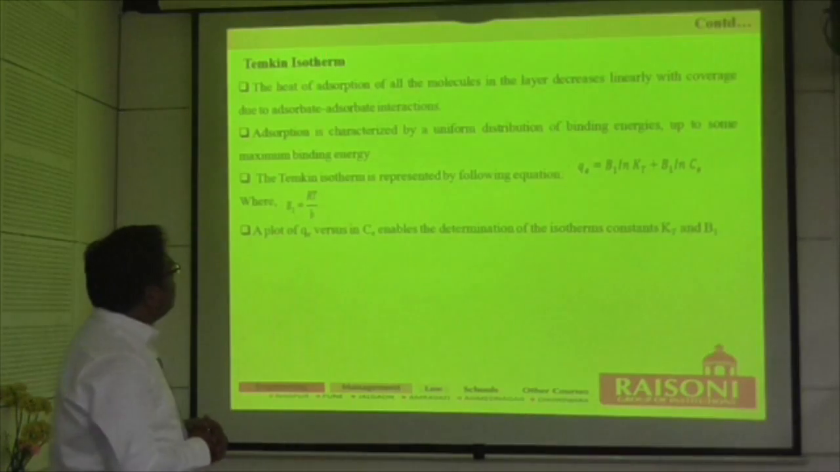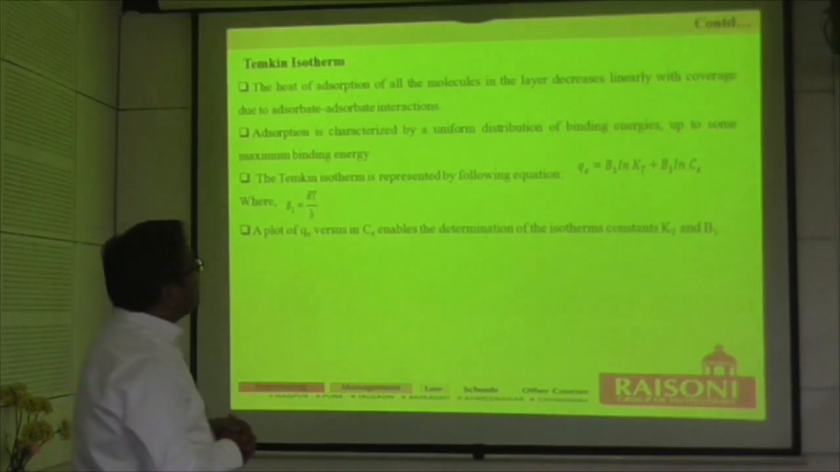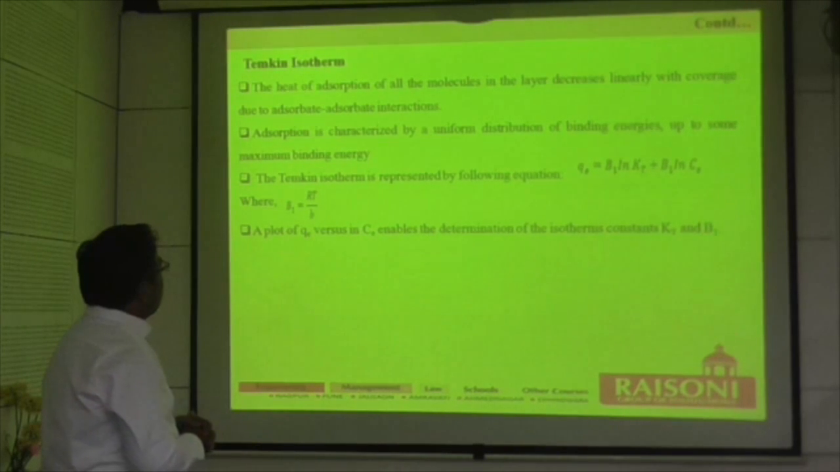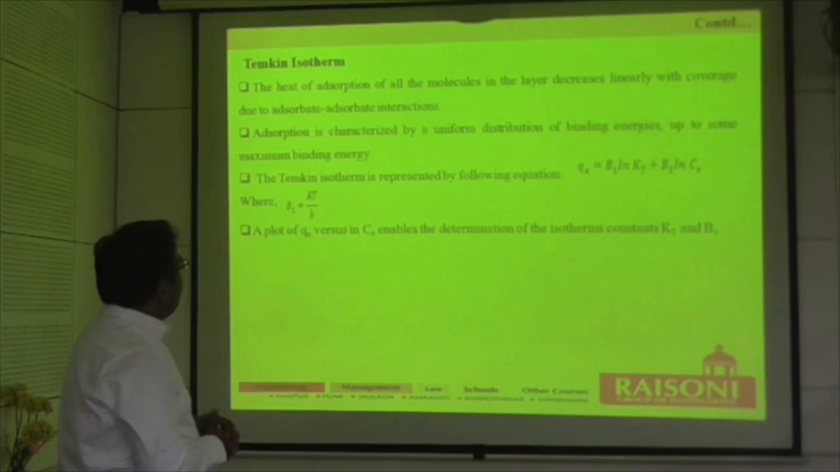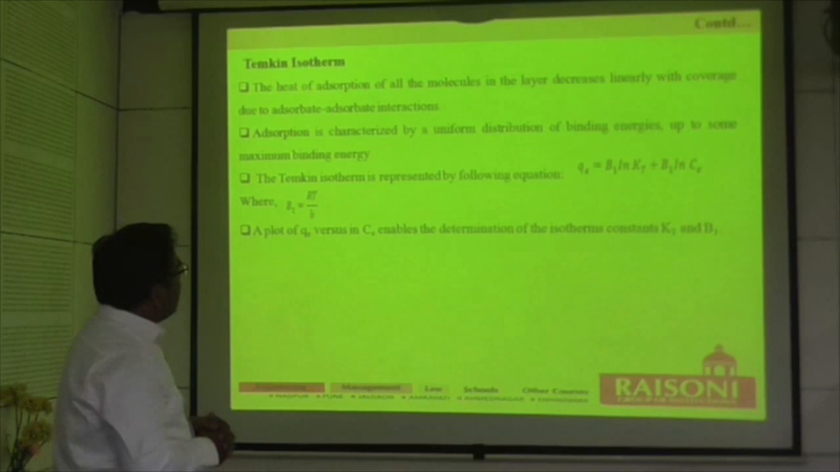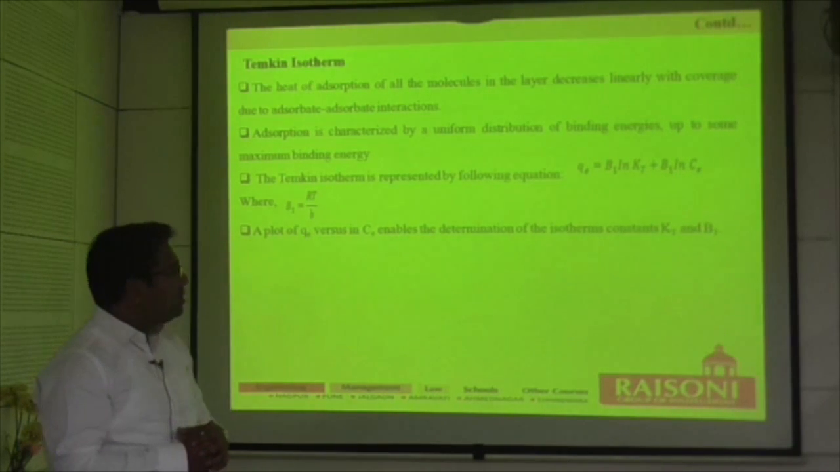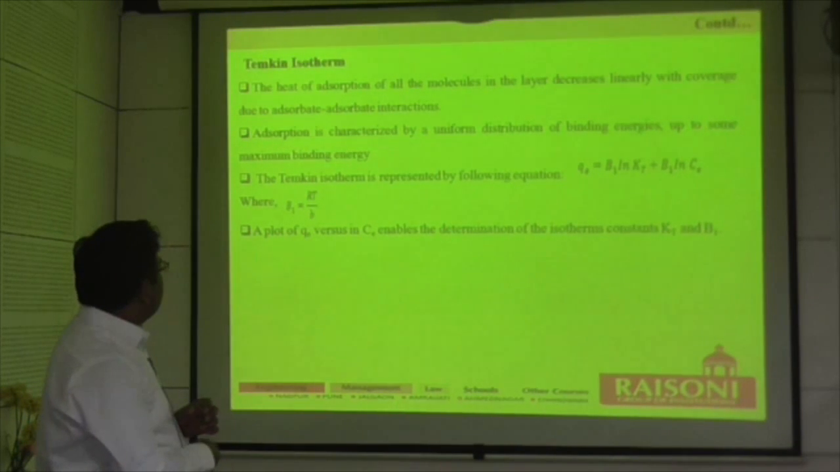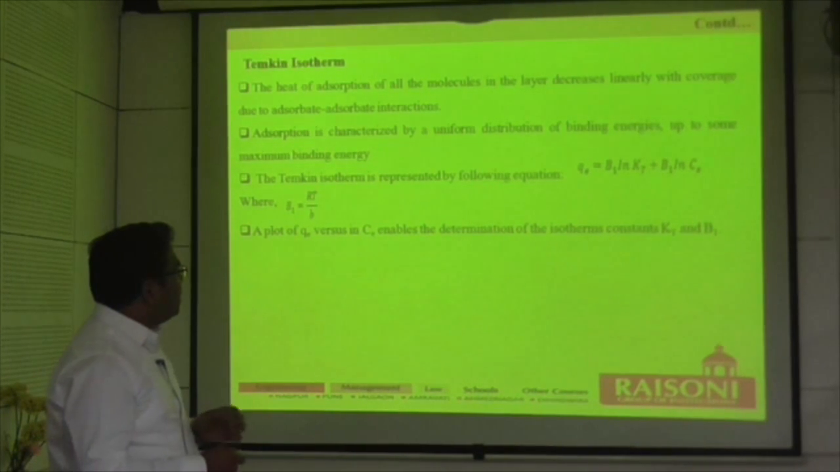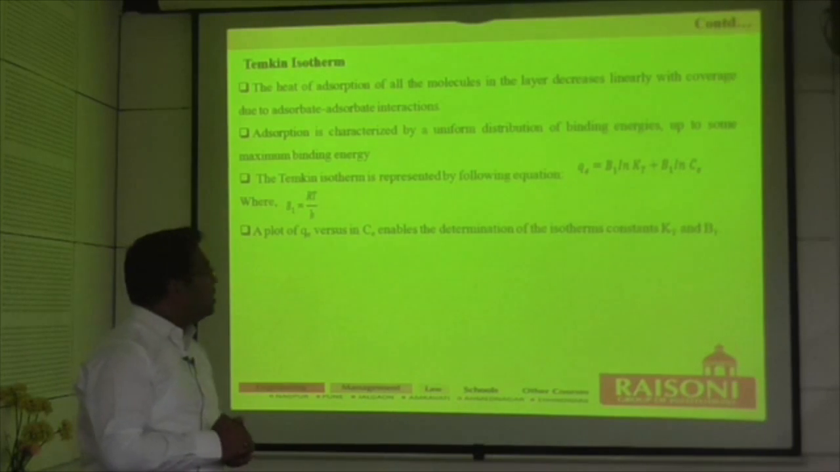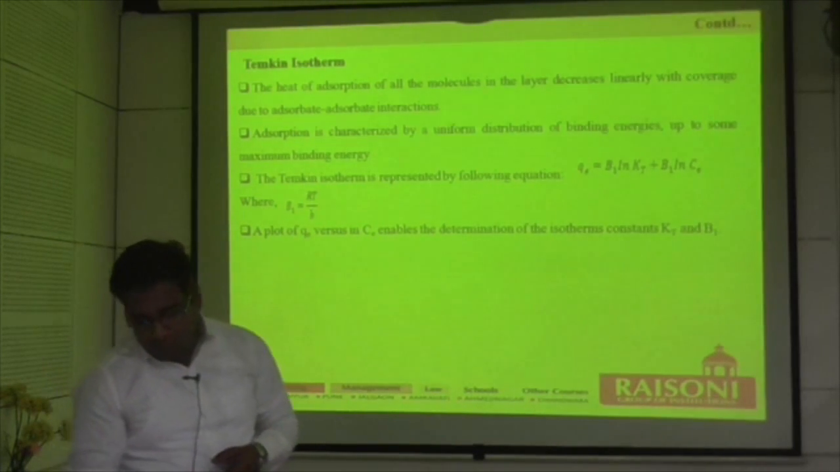Then the third one is the Temkin isotherm. The heat of adsorption of all the molecules in the layer decreases linearly with coverage due to adsorbate interaction. Adsorption is characterized by a uniform distribution of binding energies up to some maximum binding energy. Then this linear equation is given by Temkin. A plot is plotted between QE versus ln CE, which enables the determination of the isotherm constant KT.